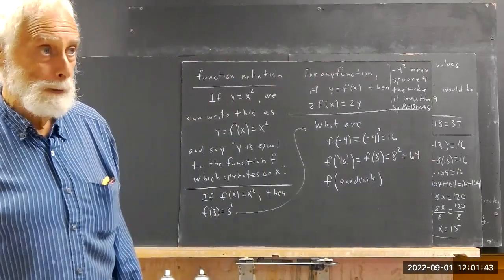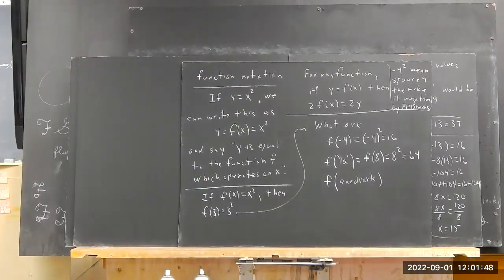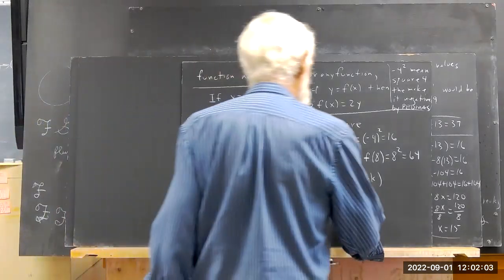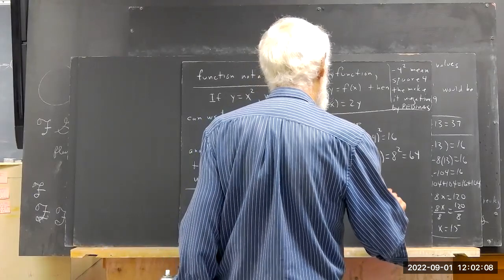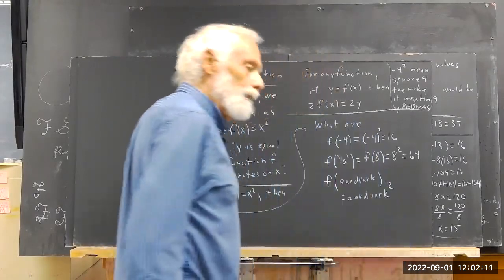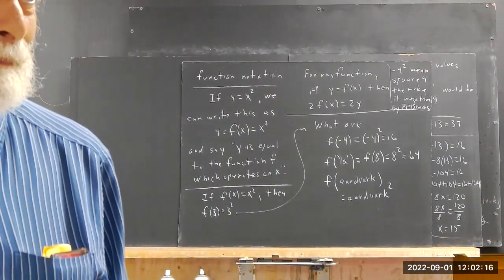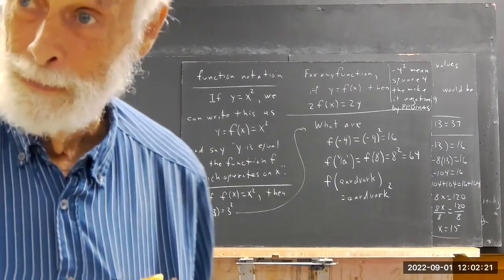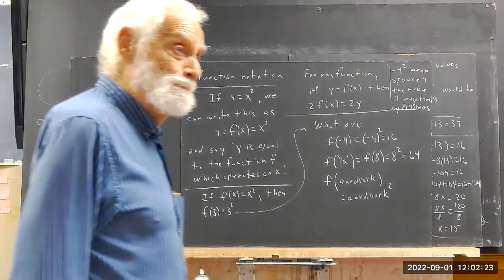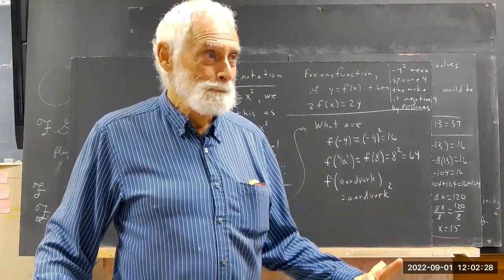So it's 64, right? What do you think about f of aardvark? Anybody want to give me a... No, just because it doesn't make any sense, doesn't mean you can't write it out. There's no mathematical operation that squares aardvarks that I know of. I guess I could invent one.